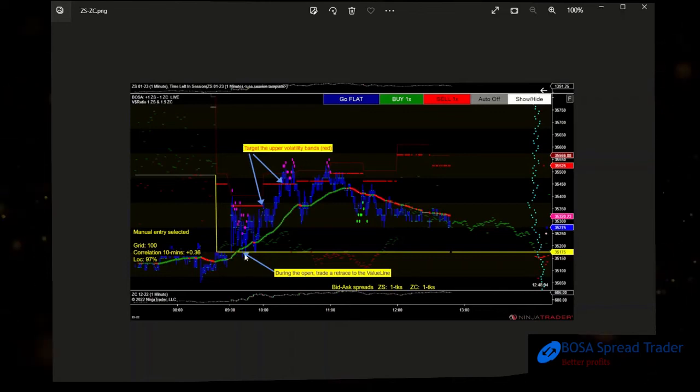And we retrace right back to the value line. This is a classic agricultural move I've seen, and I would have been a buyer here. I wasn't watching it at this time in the morning. Again, I wasn't around, but when that happens, you're buying and then you're exiting at one of the volatility bands. So there were 2 opportunities to exit here, and that would have been a great trade.